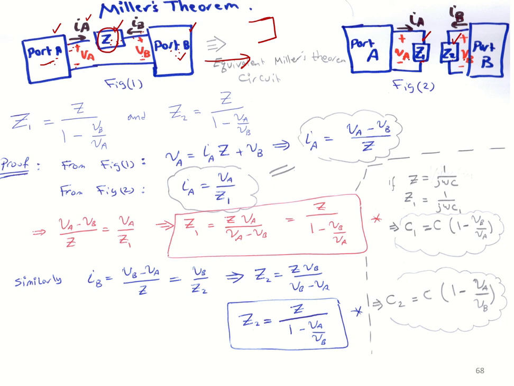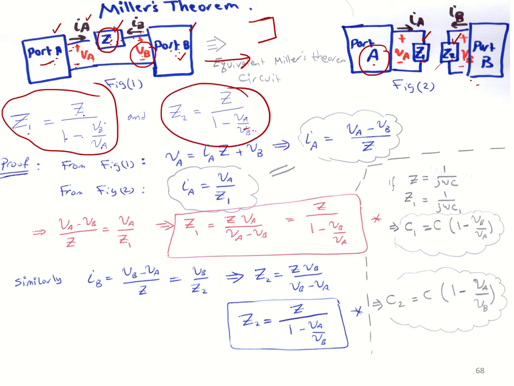Now the question is, if we can replace them, what will be the values of Z1 and Z2? Z1 can be written as the impedance Z divided by 1 minus the second port voltage divided by the first port voltage. Similarly, Z2 can be written as Z divided by 1 minus the first port voltage divided by the second port voltage. These are the general formulas for how we can convert this impedance into two impedances.